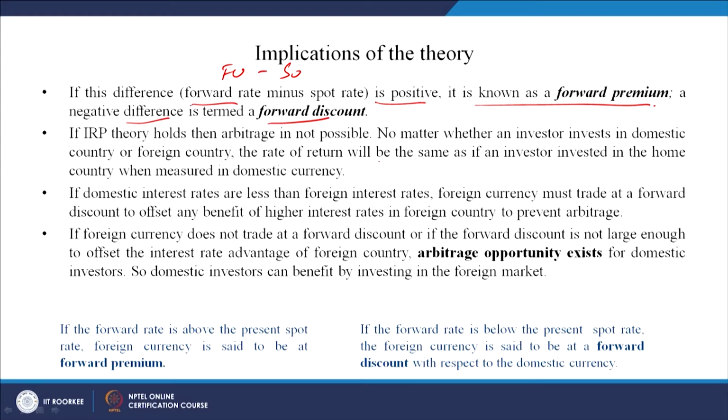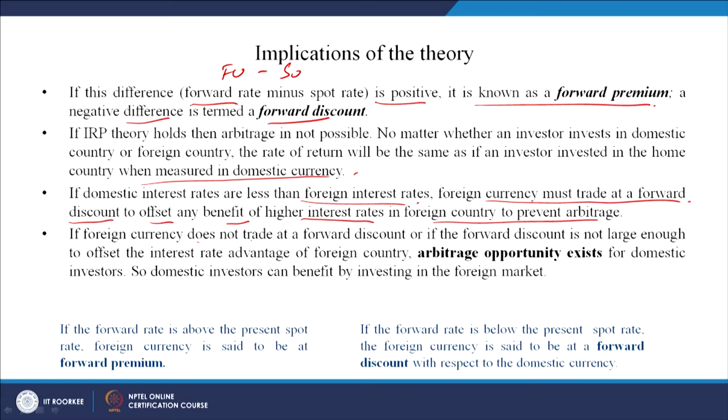The rate of return will be the same as if an investor invested in the home country, when measured in domestic currency. If domestic interest rates are lower, for example in India, than foreign interest rates, the foreign currency must trade at a forward discount to offset any benefit of higher interest rates in the foreign currency, to prevent arbitrage. So, what is happening?